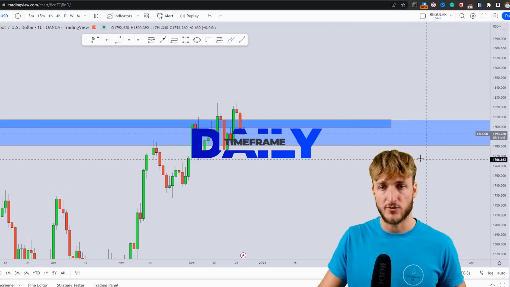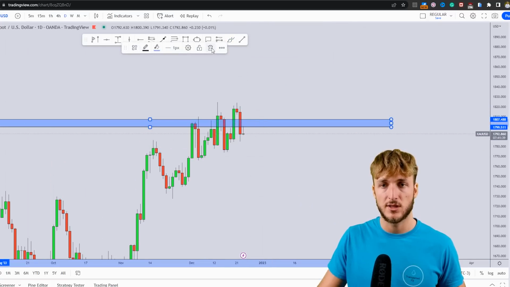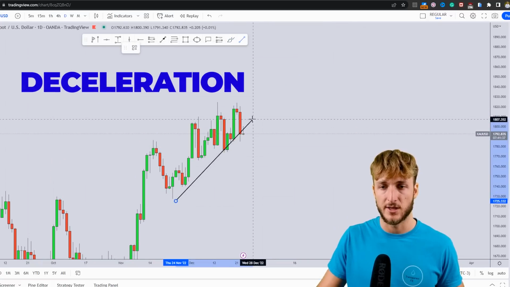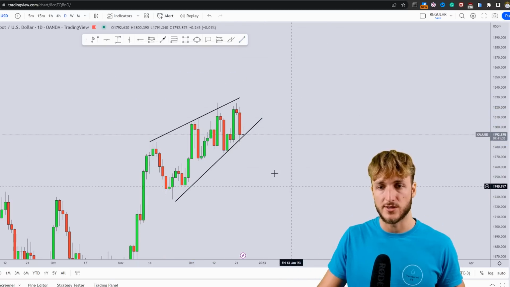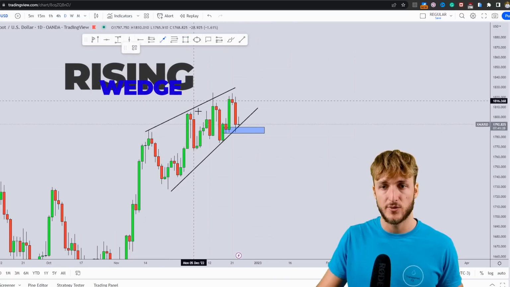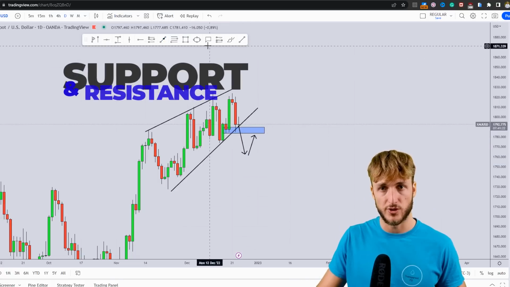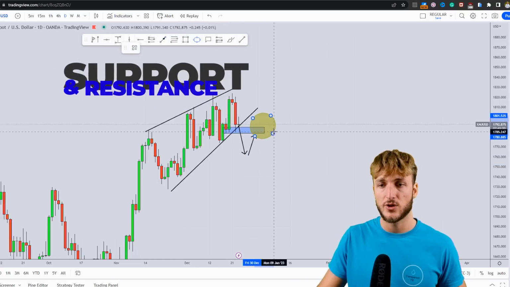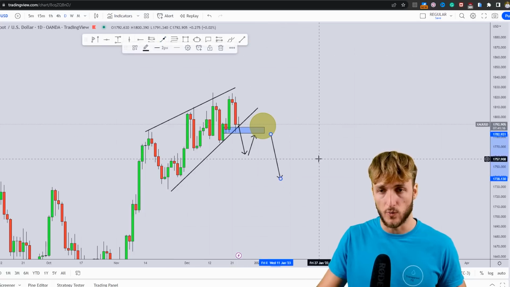Going down to the daily time frame, what do we have? Now, here on the daily, it's quite clear that the market is currently creating a deceleration pattern in the form of a rising wedge. Now, usually when you see a rising wedge, at some point you expect a break below structure. And after the break below structure, you expect a retest of that structure, which was essentially previous support turned resistance. And that is where you have the highest probabilities of seeing a potential rejection lower.